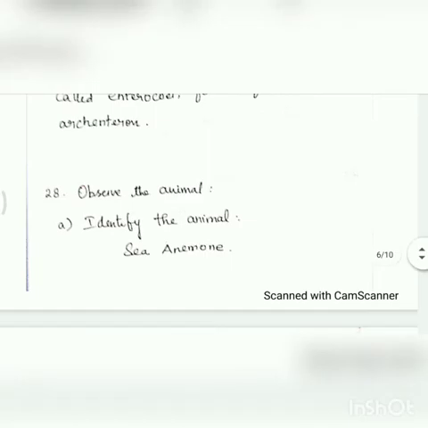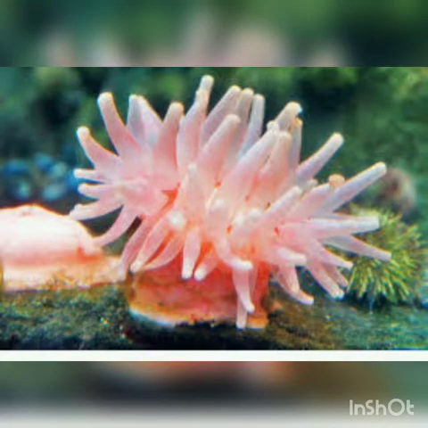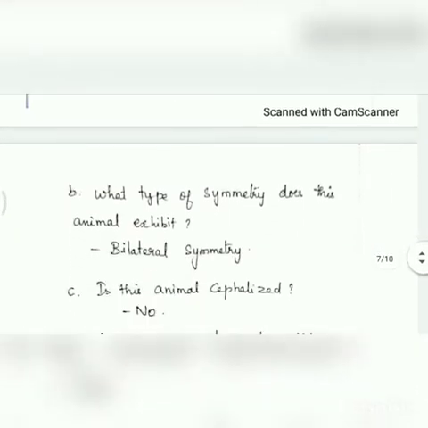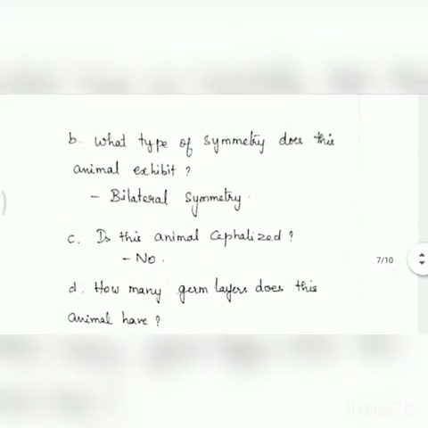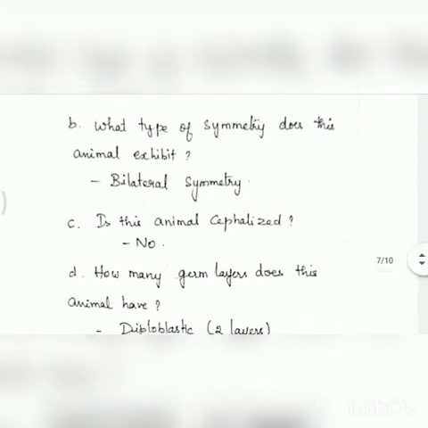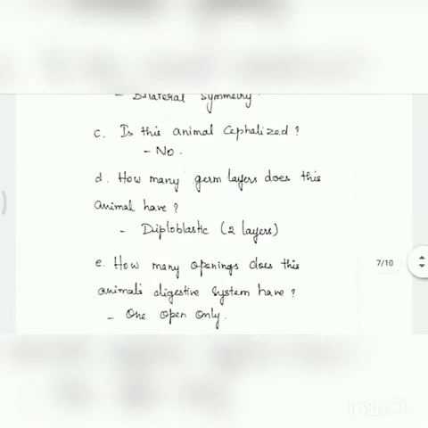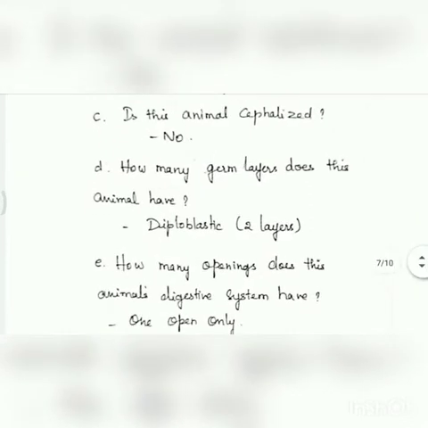One picture is given. Observe the animal and answer the questions. So they are given this picture. So what is this? Name this animal. So this is a sea anemone. What type of symmetry does this animal exhibit? This exhibits bilateral symmetry. All the coelenterates are radially symmetrical except sea anemone, which is bilaterally symmetrical. Is this animal cephalized? Cephal means what? A head. So does it have a head? No. How many germ layers does this animal have?